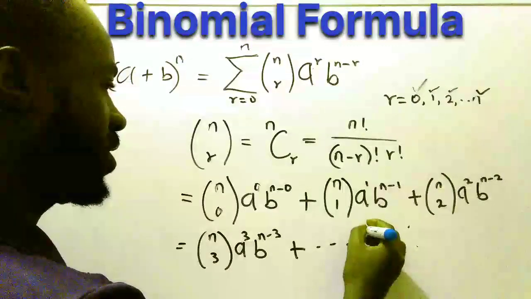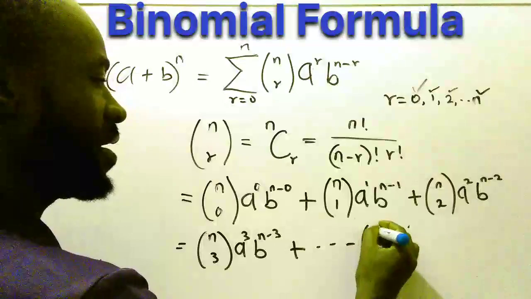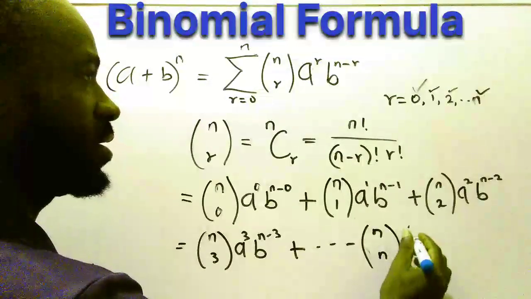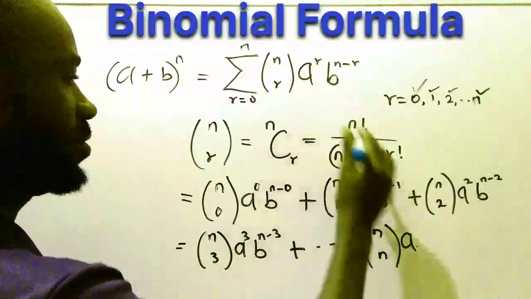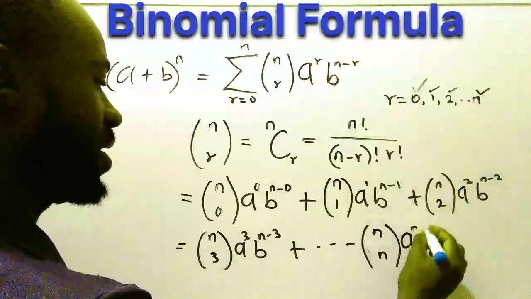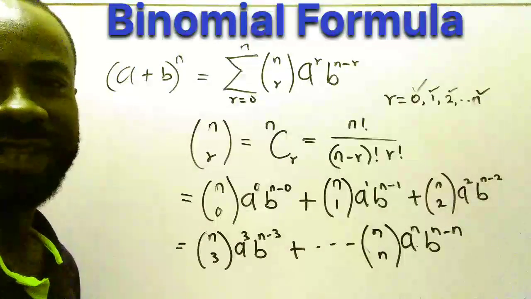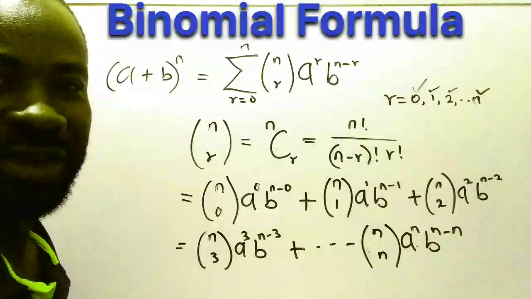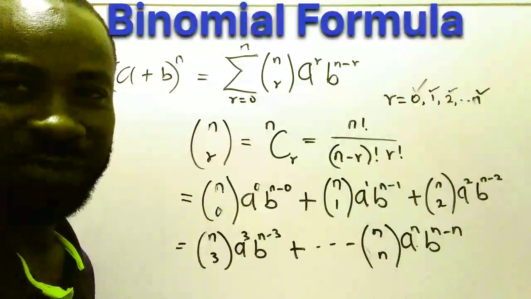So we get to the point where, because our last value for r is n, we're going to have n combination n, and then we have a raised to the power of r, where r is n, and then you have b raised to the power of n minus n. So this is how to apply the binomial theorem. So let's stop here for now.